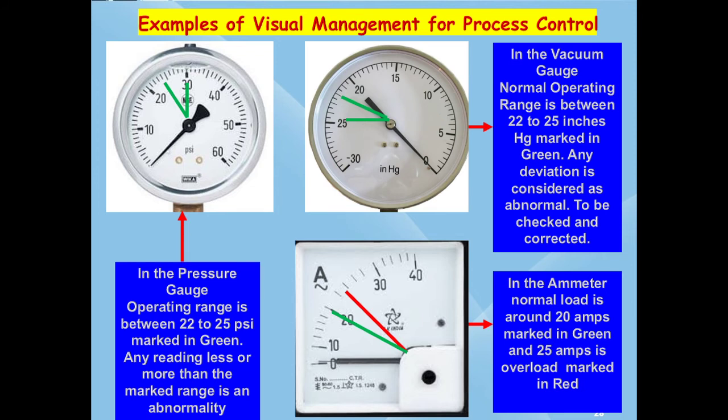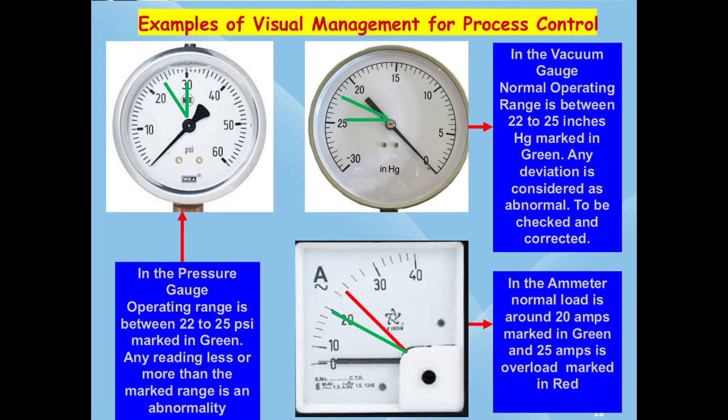At the bottom, it is an emitter. Green line shows the normal load on the motor, and the process and production is normal. The red line indicates overload of the motor, maybe due to worn out bearings on the motor, or if it is a pump, some obstruction in the pump.